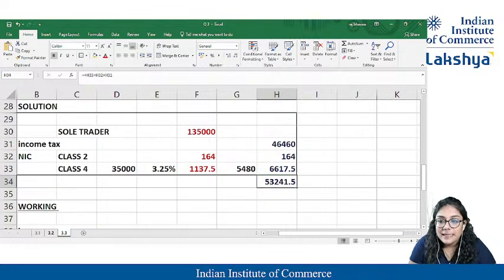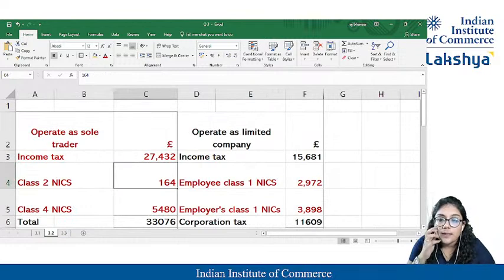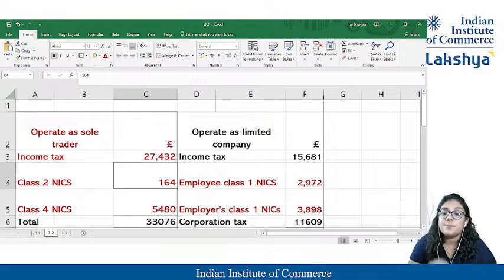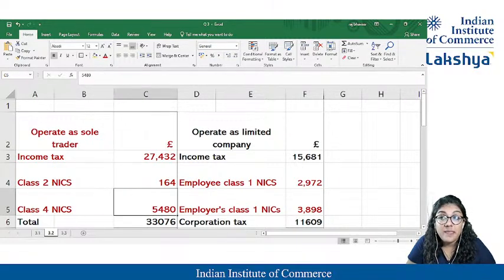Okay, so let us read again. Over here, for income taxes, there was a change, so we put that. But for class 2 NICs, nothing has been changed. For class 4 NICs, there was an additional change because of the 35,000 which was being added. So we added that.